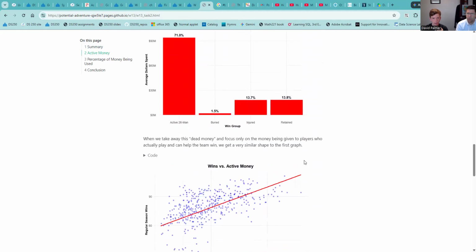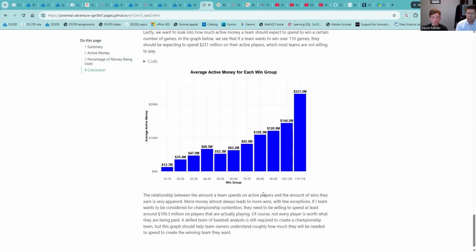Another conclusion that I came to was, and I feel like this graph was really helpful to visualize it, that if you want to win more games, you basically just have to spend more money. There's not a lot of avoiding it, because at the bottom here we have the different win groups. These are teams that win between 70 and 79 games, and on average they had to spend $82 million on the players that were on the field. This is ignoring the injured players and buried money. And then the very, very best teams spent an average of way more, at 231 million.